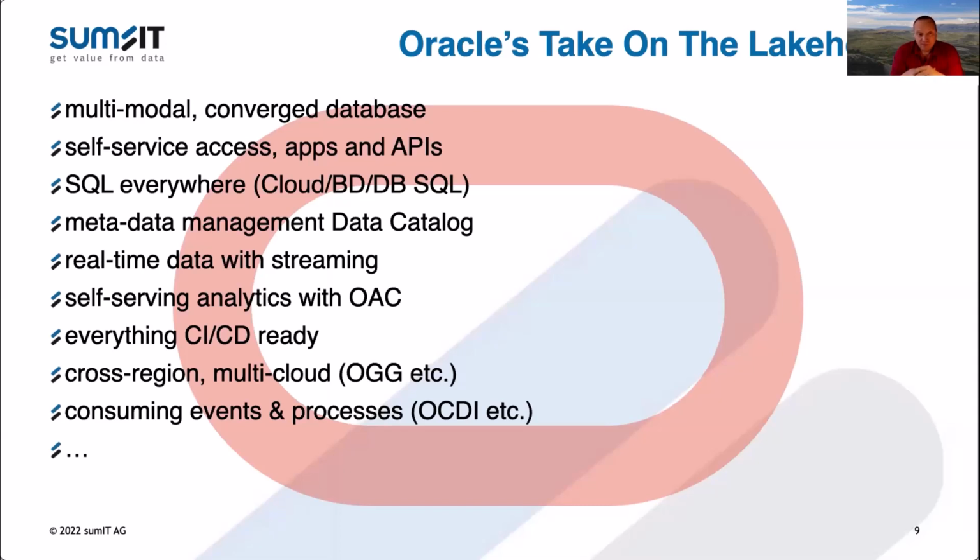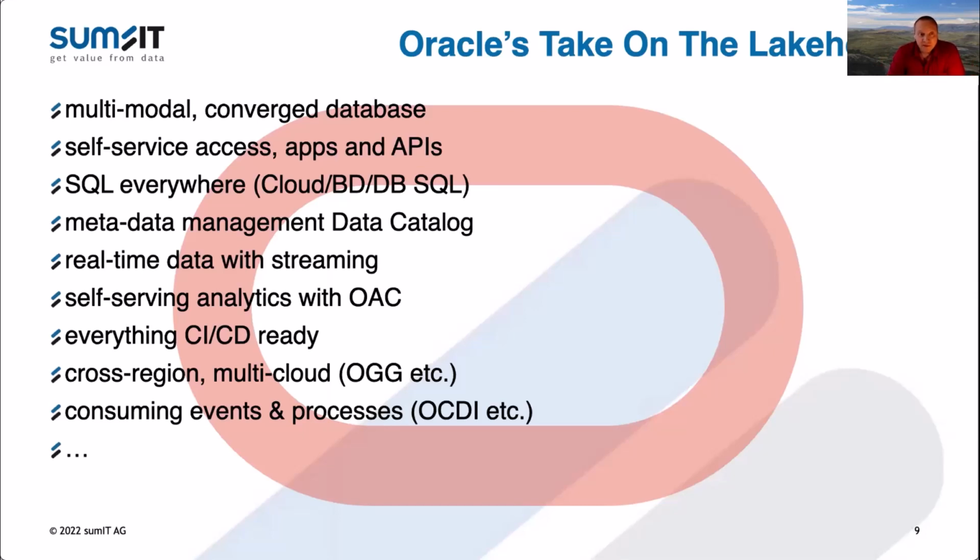SQL everywhere. We got big data SQL, Cloud SQL, and we got SQL in the database. We got SQL through external tables to files of a multitude of formats, from CSV to JSON to Parquet on the object store. We have the data catalog that basically hosts all the metadata of all the building blocks of our Lakehouse architecture.